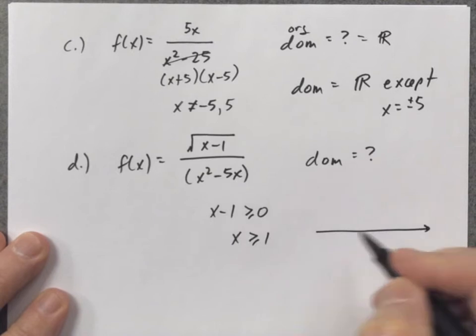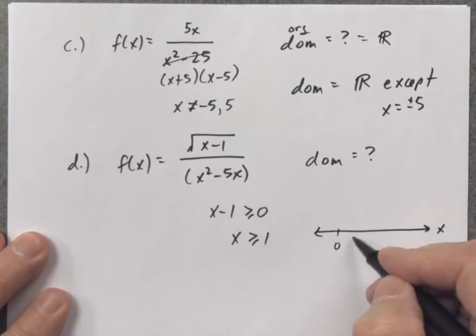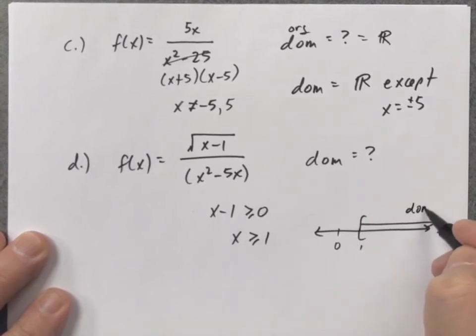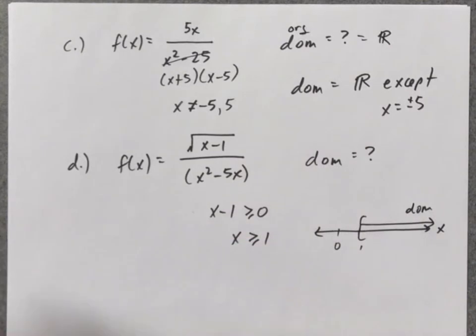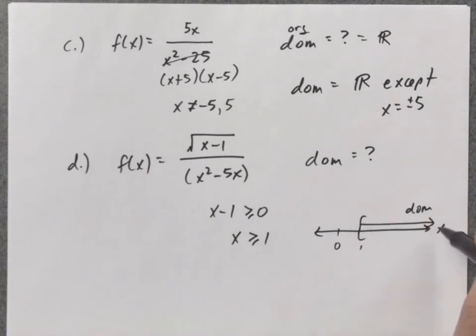and I'm going to do my number line again. X greater than or equal to 1. So here's what I have. The impact of the square root is this. My new domain is now all values of x greater than or equal to 1. But now I need to look at what's the impact of having variables in the denominator.